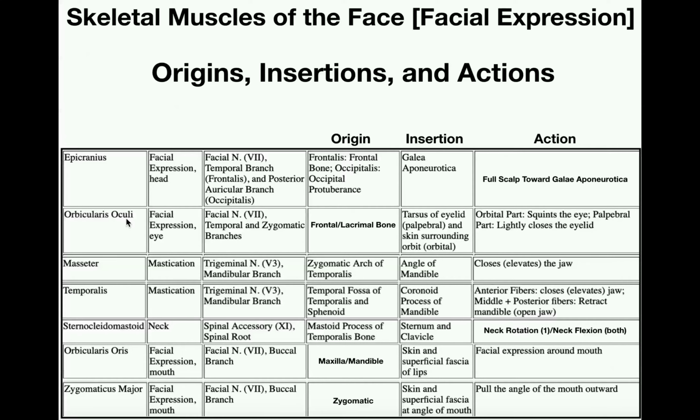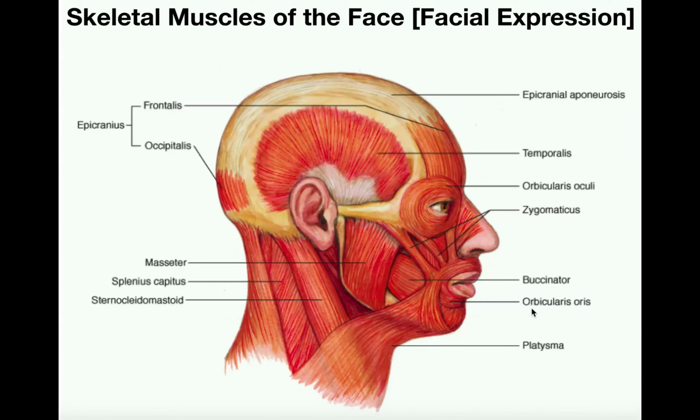All right? Very similar to that, the Orbicularis oris is a circular muscle that goes around the mouth. And when the Orbicularis oris contracts, it's going to decrease the size of this hole. And what does that do?